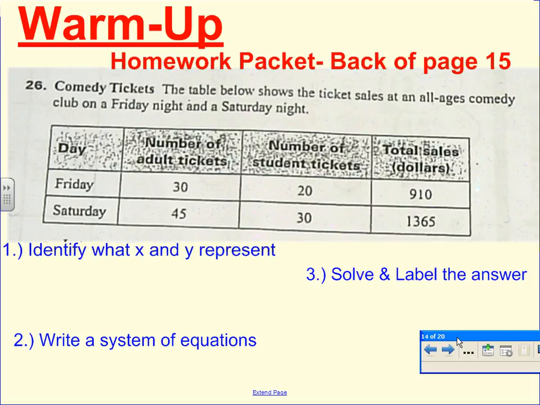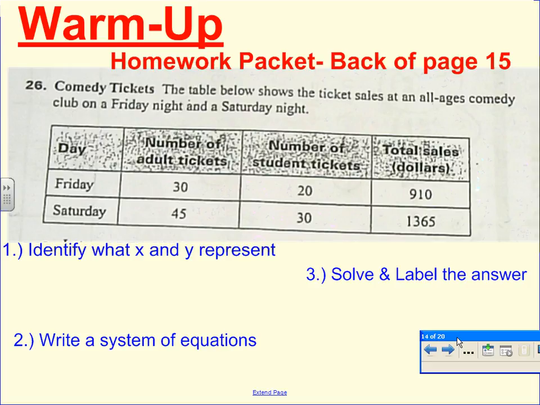Okay, so the warm-up. A little different than yesterday, but still pretty similar. We're setting this up with two equations in standard form, but instead of the information given to us in one big paragraph, it's given to us in a table. So here's what this says. For comedy tickets, the table below shows ticket sales at an all-ages comedy club on Friday night and Saturday night. And it gives us the table.